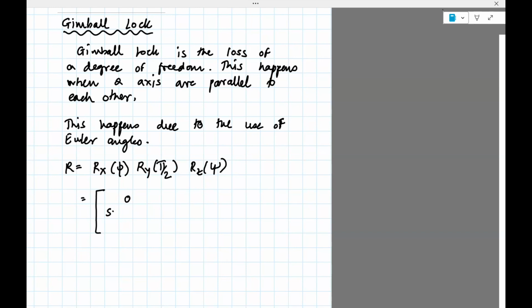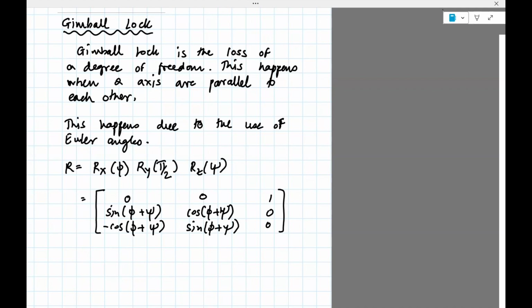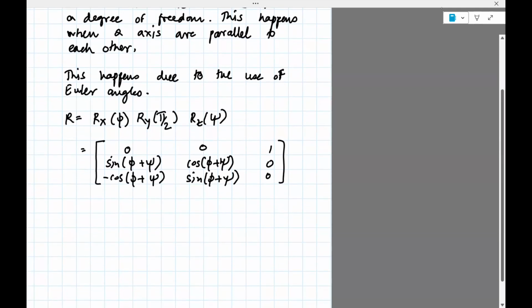0, sine of phi plus psi, minus cosine of psi plus phi, 0. Yeah, so that's what you get. Now let's see, this is a configuration. Now we want to be able to still represent any orientation, so any combination of phi and psi. So what happens if you put phi equals 0, psi equals pi divided by 2?